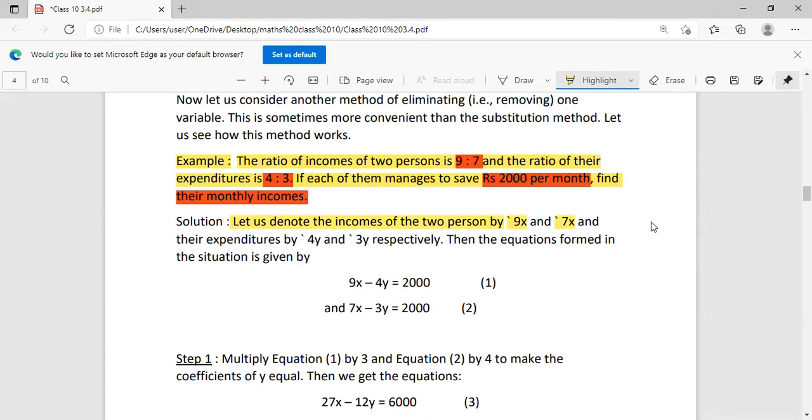Do you know why we have taken the variable x and multiplied it by the 9? By doing so, the ratio changes to the exact amount because we are multiplying both the numbers 9 and 7 by the same variable. So we will get the actual amount. It is our assumption. Okay. And similarly, the expenditures are given by, we are taking another variable, rupees 4y and rupees 3y respectively.